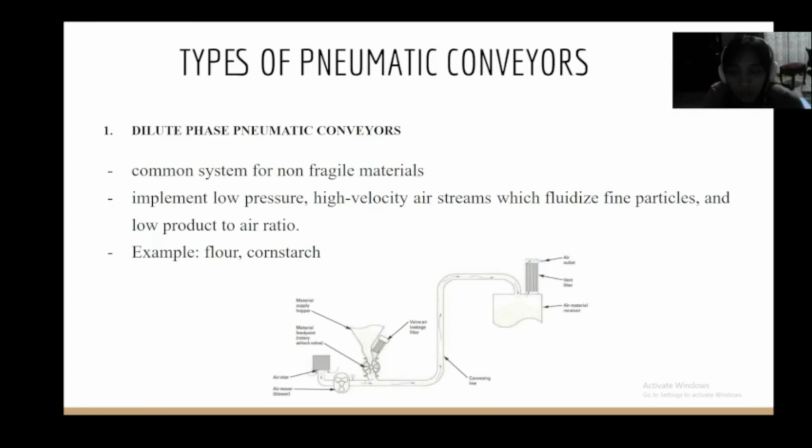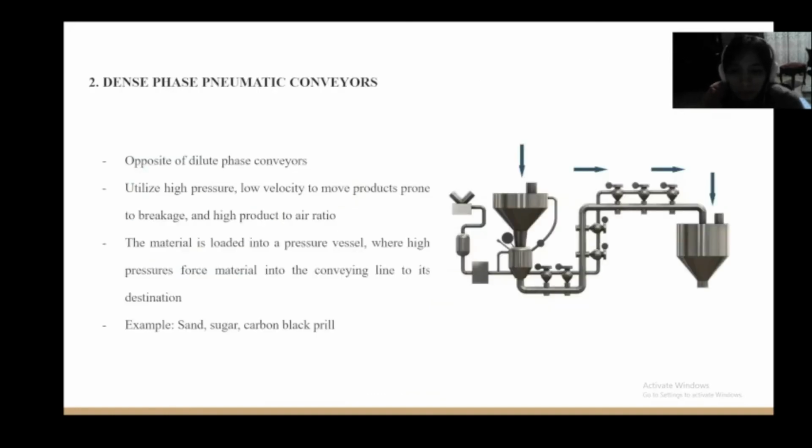Types of pneumatic conveyors. First is the dilute phase pneumatic conveyors. Dilute phase pneumatic conveyors are a common system for non-fragile materials and implement low pressure, high velocity air streams which fluidize fine particles, with a low product to air ratio. Material is loaded into a hopper, then an air mover sends it through the conveying line to its destination at high speeds. Example materials that they convey are flour and cornstarch.